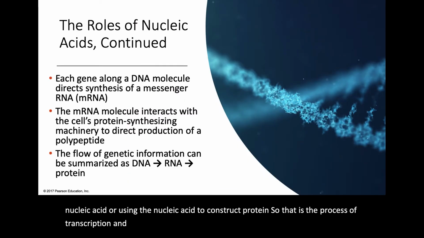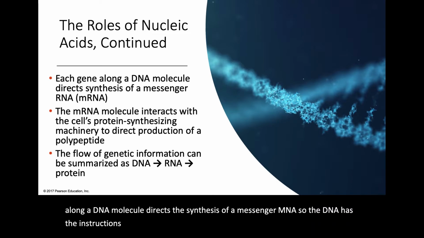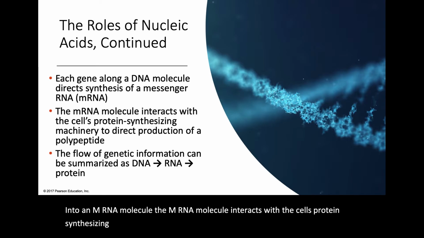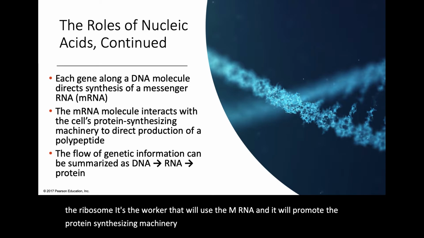Okay, so more on the roles of nucleic acids. Each gene along a DNA molecule directs the synthesis of a messenger mRNA. So the DNA has the instructions, the sequence that will then be transcribed into an mRNA molecule. The mRNA molecule interacts with the cell's protein synthesizing machinery to direct production of a polypeptide. In this case, the ribosome is the worker that will use the mRNA and promote the protein synthesizing machinery, which is pretty much just producing those proteins.